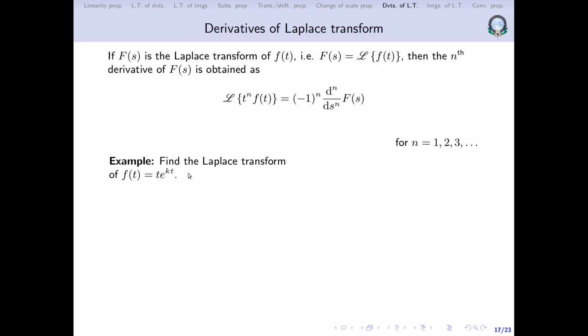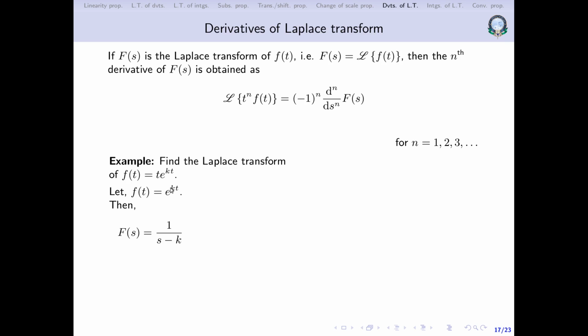So for instance, let's say I want to find the Laplace transform of the function t e to the power kt. Then, actually I should have used a different symbol here, but you get the idea. This f of t and this f of t are not the same. I use it because I want to apply this directly in this expression. So let's say f of t is equal to e to the power kt.